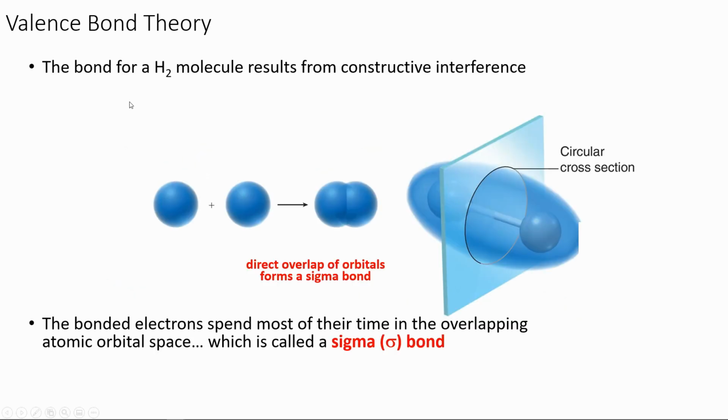So the bond of a hydrogen molecule, the bond of these two orbitals coming together, is going to result from constructive interference, or a direct overlap of the orbitals to form a sigma bond. So when the bonded electrons spend most of their time in the overlapping orbital space, we have a sigma bond.